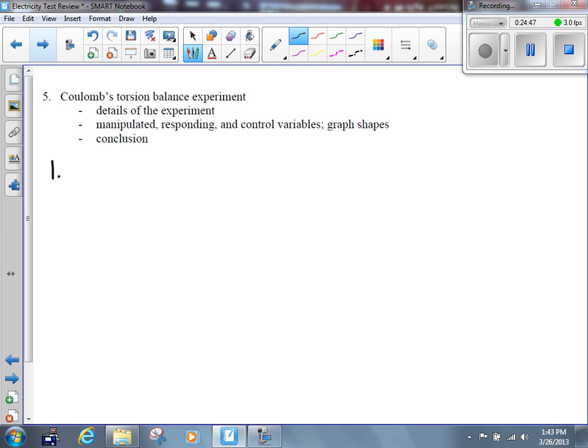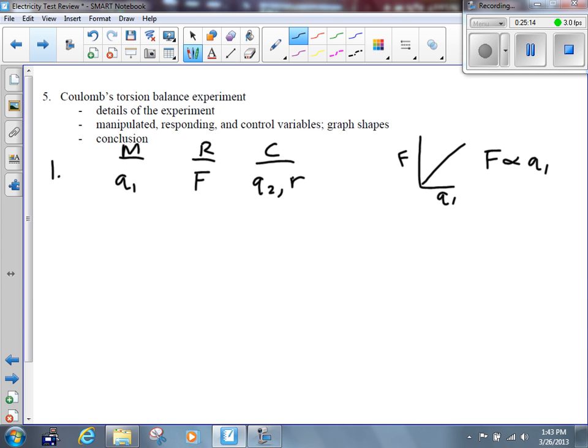In the first experiment, he would have manipulated the first charge. Responding to that would have been the force. He would have kept the second charge, and he would have kept the distance separating the charges constant. When he plotted that graph of that data, he got a straight line. The second set of experiments he would have performed, he would have changed the value of Q2. F would have responded to that. What would my control variables be in that case? Q1 and R. Plot that graph, straight line.